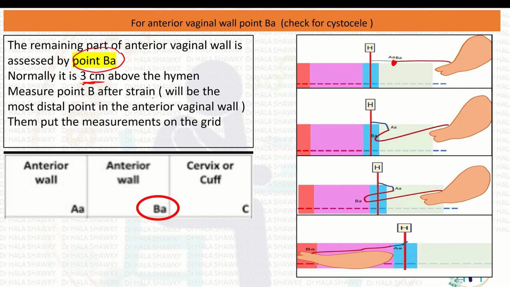We will measure after straining. After straining, we will measure the most distal part of the prolapsed anterior vaginal wall. And it could be here, or more down, or even here. Example, if it is plus 4, we will just record here on the anterior part, plus 4.